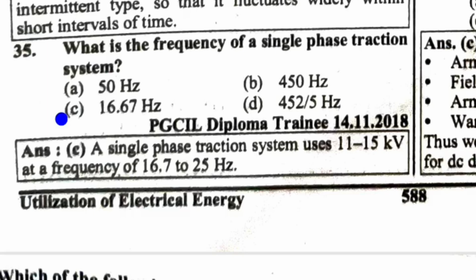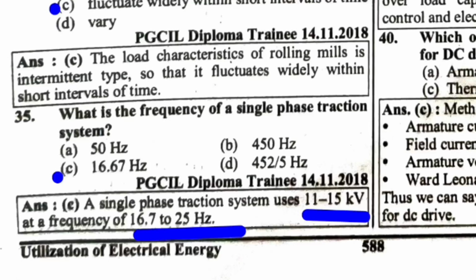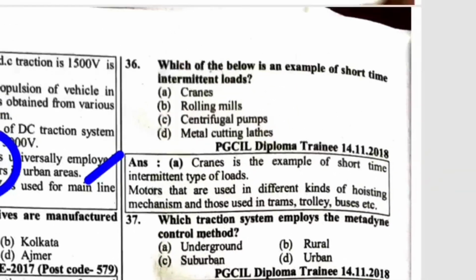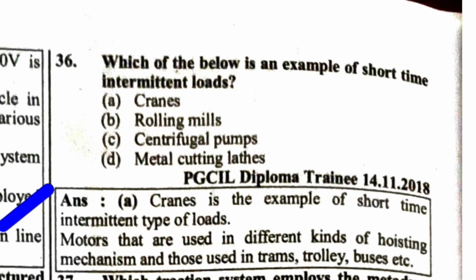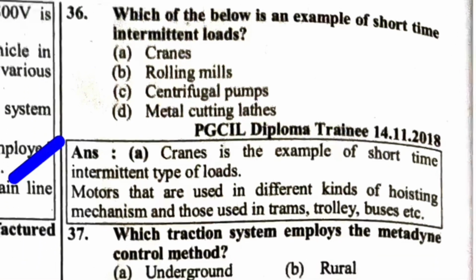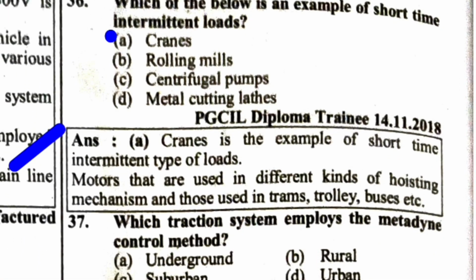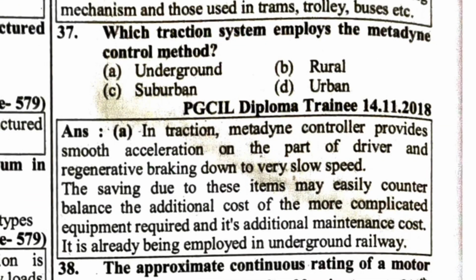A single phase traction system uses 11 to 15 kilovolt at a frequency of 16.7 to 25 Hz. Next, which of the below is an example of short time intermittent load? Crane. Which traction system employs the Metadyne control method? Underground system.